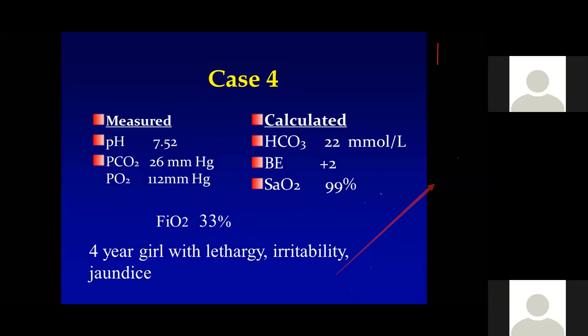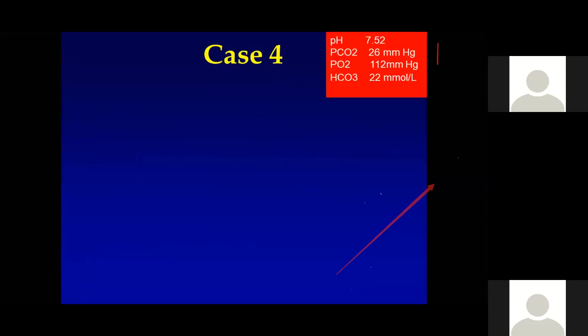So case 4, another 2 cases, and we'll take your questions. A patient, a 4-year-old girl, has come to a hospital with lethargy, irritability, and the patient is also having jaundice. ABG was taken. FiO2 was 33%, the pH is 7.52, carbon dioxide is 26, bicarb is 22. So what is the primary abnormality here? Acidemia or alkalemia?